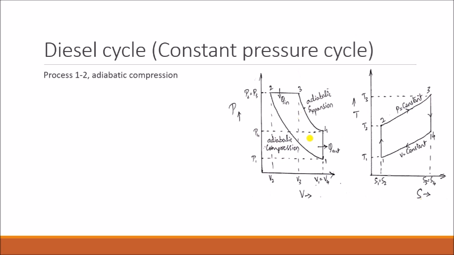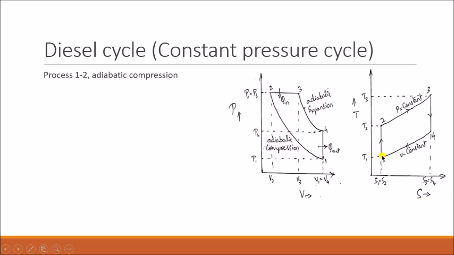The first one is the adiabatic compression. Once the air is supplied into the engine cylinder, that is the piston cylinder arrangement, that air has to be compressed. The piston starts moving from TDC to BDC, or from right side to the left side if it is horizontal. Once it starts pushing the air, the air starts compressing adiabatically. In the sense, during this compression, no heat is added or rejected. Hence, we call it an adiabatic compression.